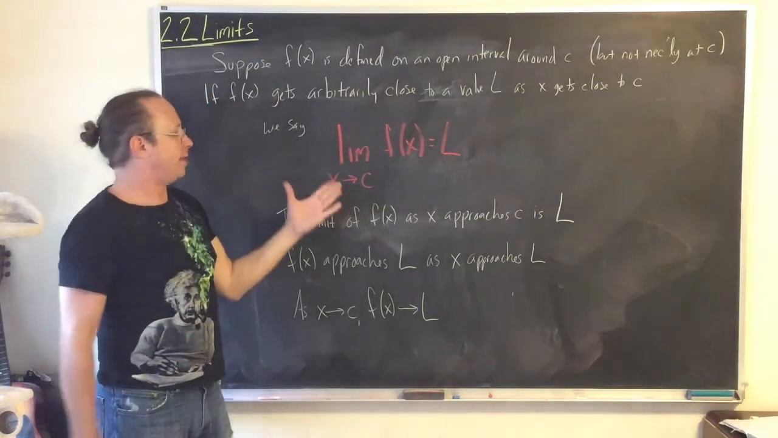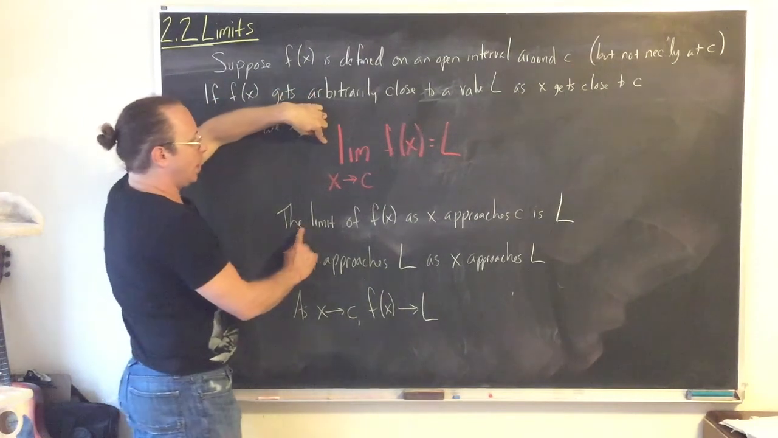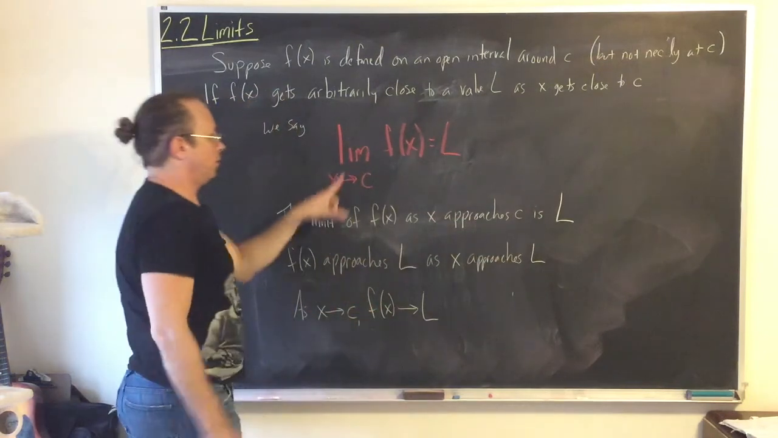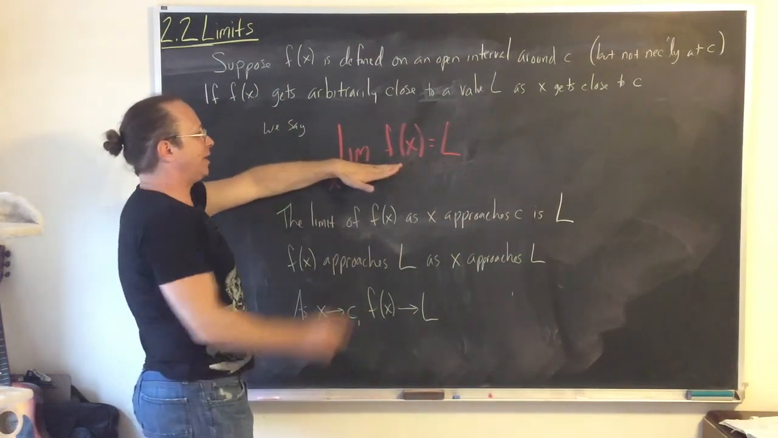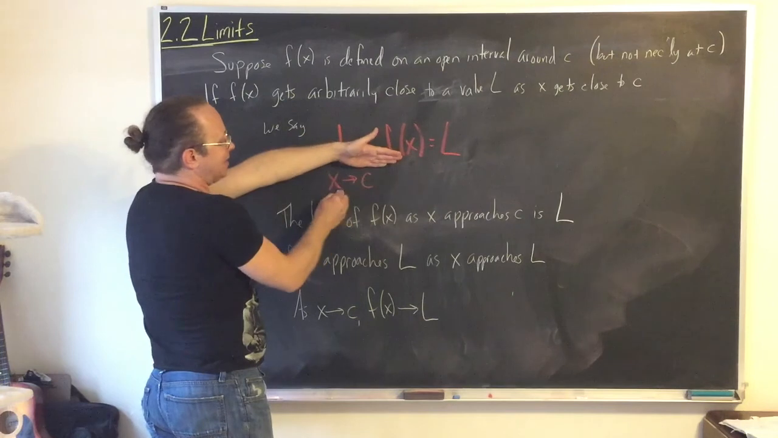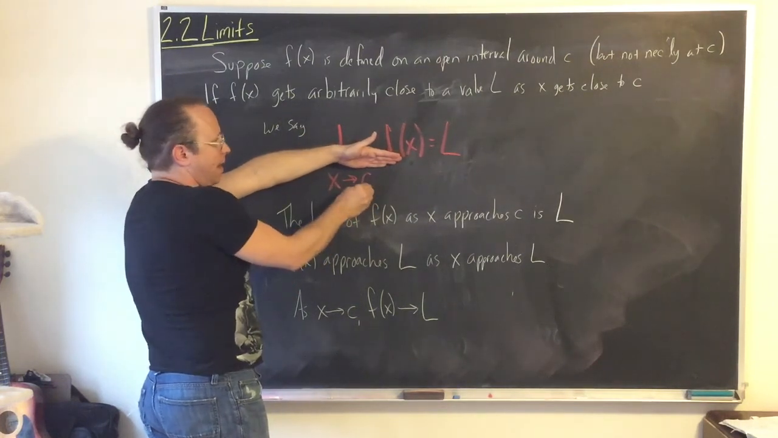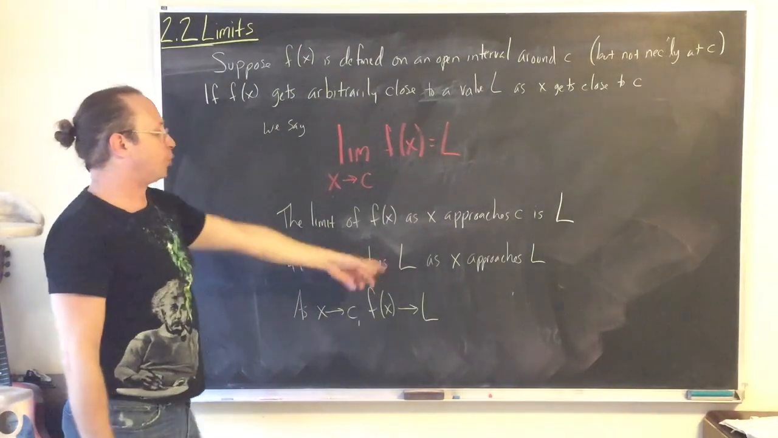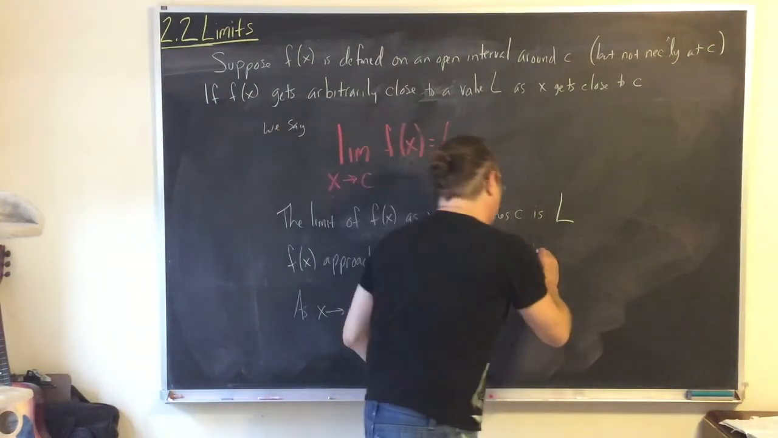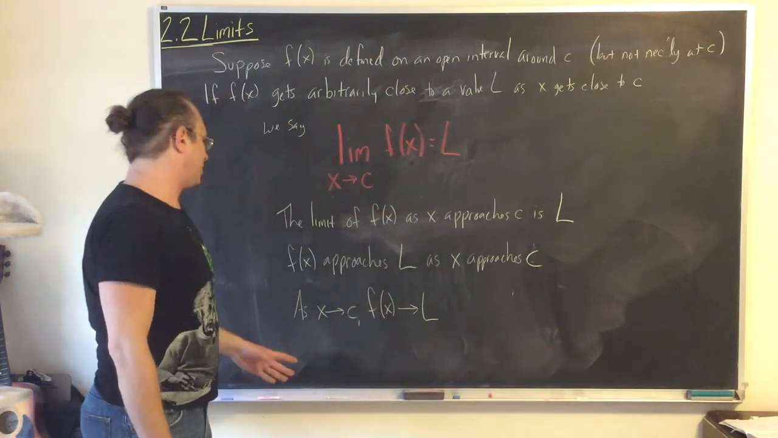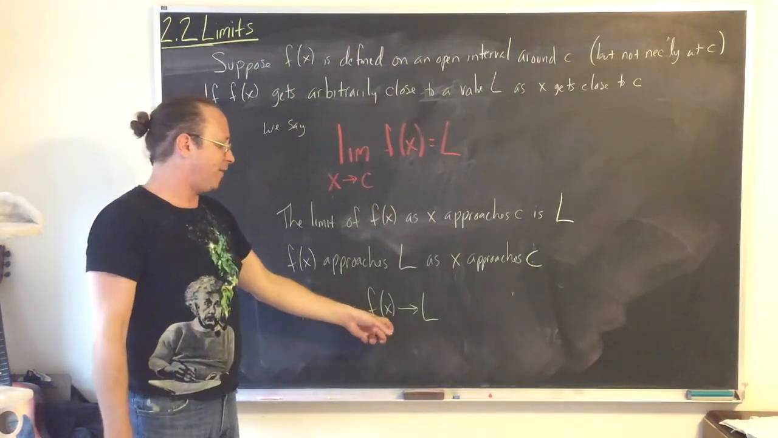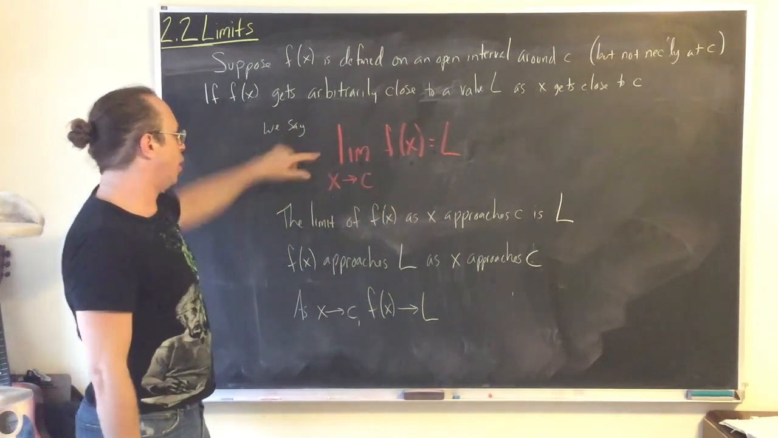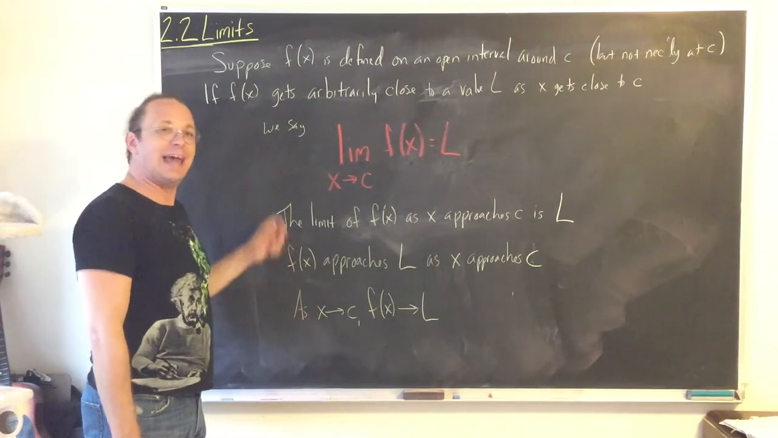So this is the mathematical notation for it. The limit of f of x as x approaches c is L. Limit of f of x. So what are you taking the limit of? This as x approaches c is, that's an equal sign, L. Or you could also say f of x approaches L as x approaches c. Or you could say as x goes to c, f of x goes to L. But this pink notation, that's the notation we're going to use the most. But these are the different ways you could say that exact same thing.